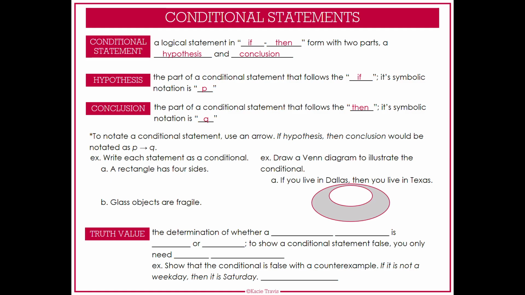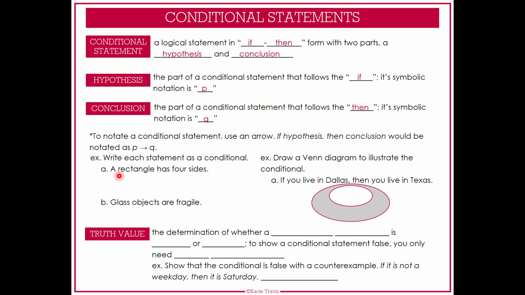Now, to notate a conditional statement, we use an arrow pointing from our hypothesis, aka P, to our conclusion, aka Q. So, right here are some examples. We're going to go through and either write a conditional statement or use a Venn diagram to illustrate our conditional. So, let's look at our first one.